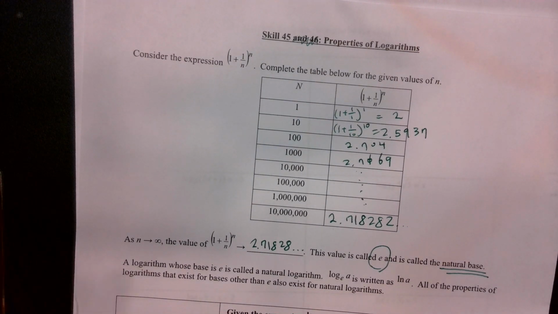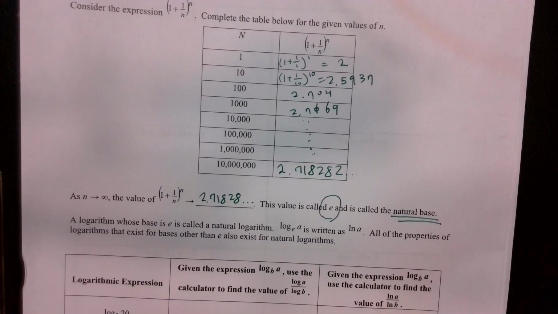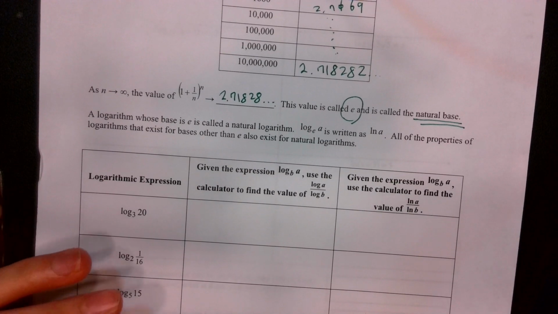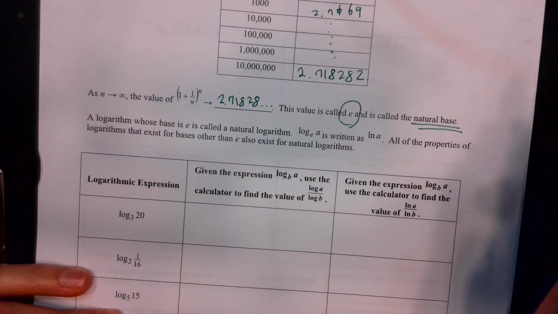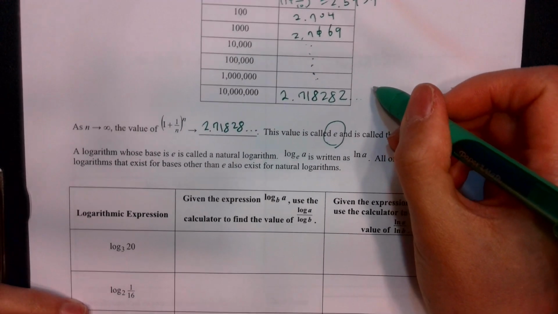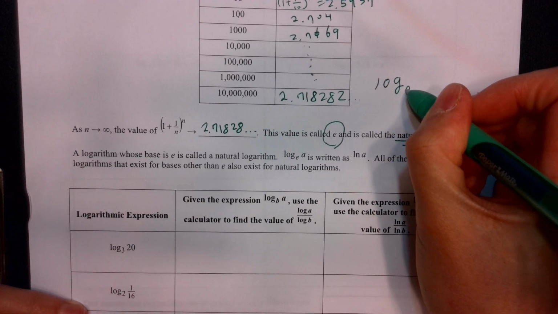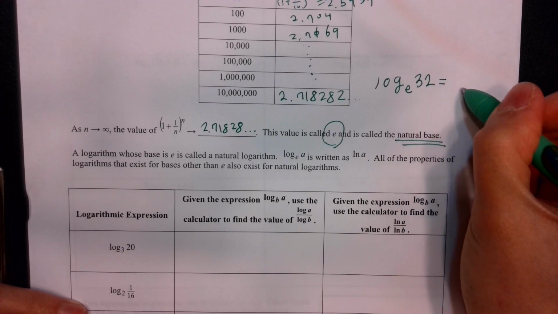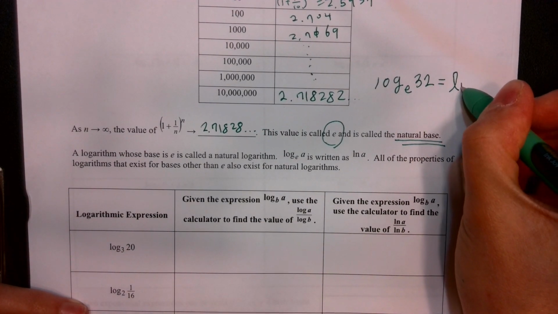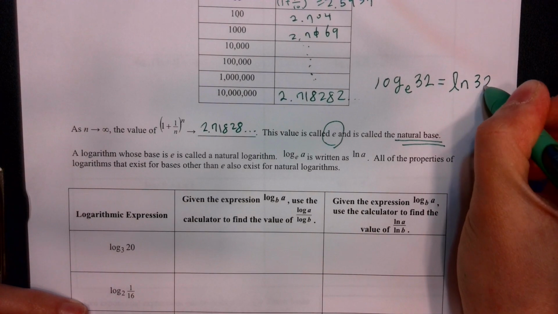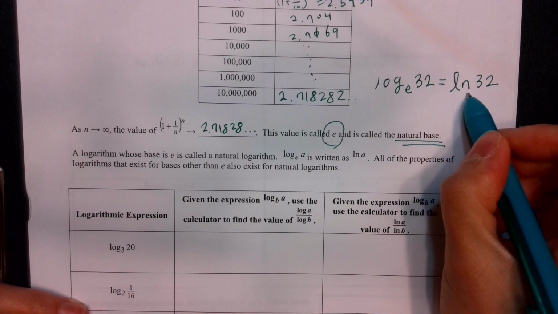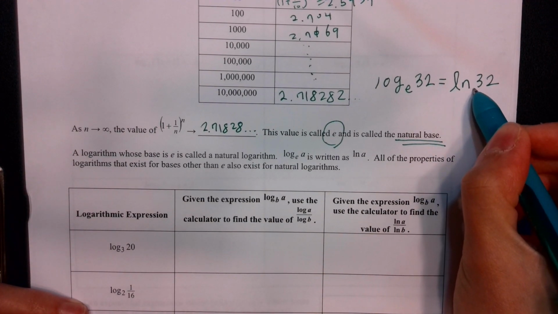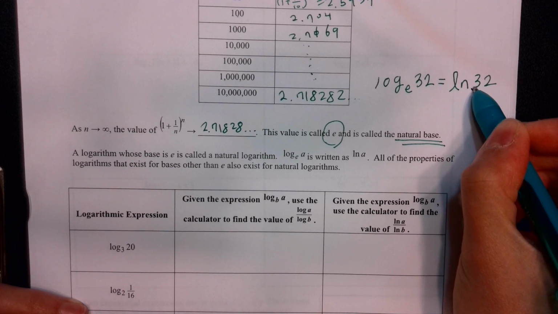So please remember, E is 2.7182 blah blah blah. It's called E, and it is also called the natural base. Cool? And it's also written as the following. Okay, so what if I have log base E of, I don't know, 32? Instead of writing that, I can write this as ln of 32. So when you see ln, you read it as a natural log and assume your base is going to be what? E.